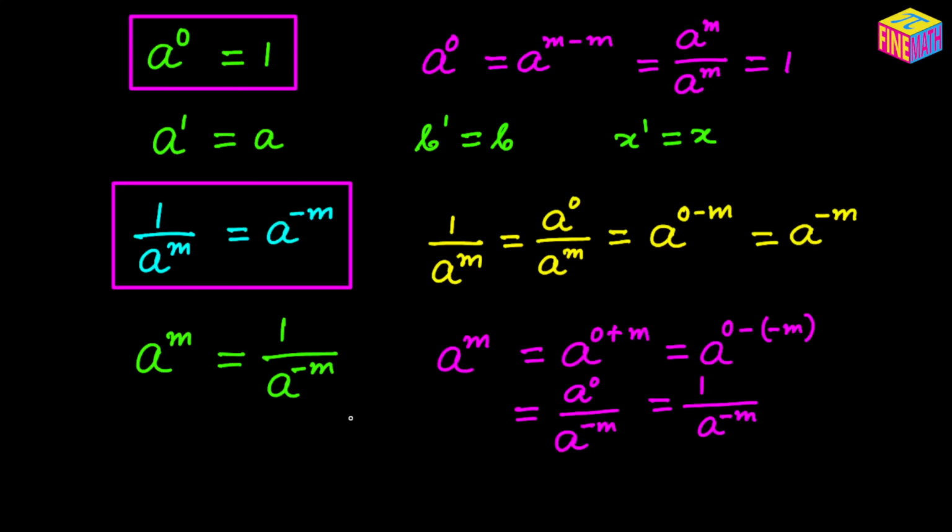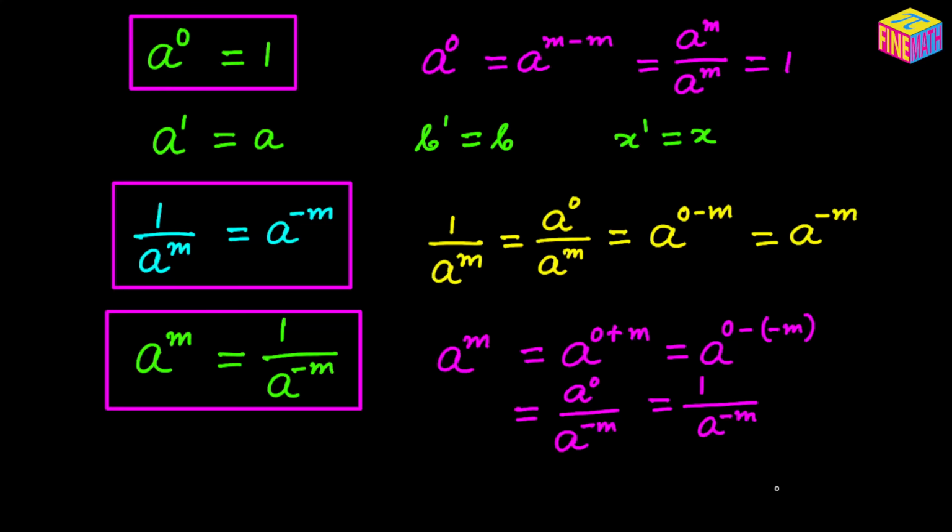So all we have to remember is that if you have a form like this, if somebody says 1 divided by a to the power negative m, then you know that it is actually a to the power positive m. Or similarly, if we say 1 divided by a to the power positive m, that is actually a to the power negative m. So they are reciprocals of each other. So let's make a note of this property also.